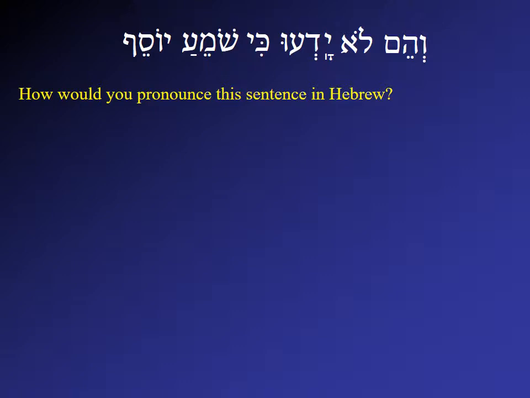If we begin with the first word, vahem, then our verb, lo yad'u. Remember that the little vertical line there, the meteg, indicates that this is long a, yad'u. Then ki, shomea, Yosef. So if we put it all together, v'hem lo yad'u ki shomea Yosef. V'hem lo yad'u ki shomea Yosef.